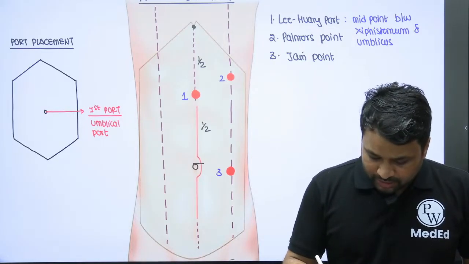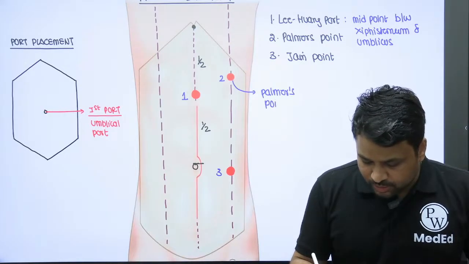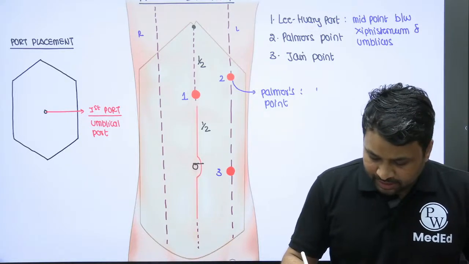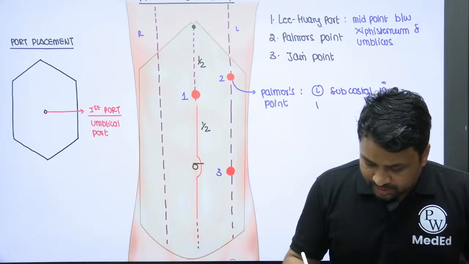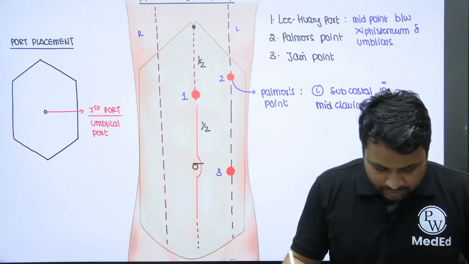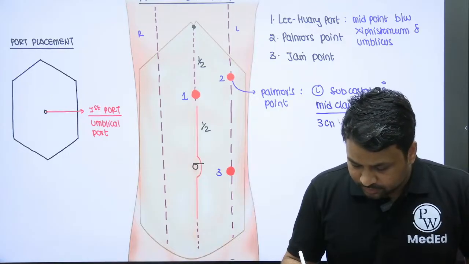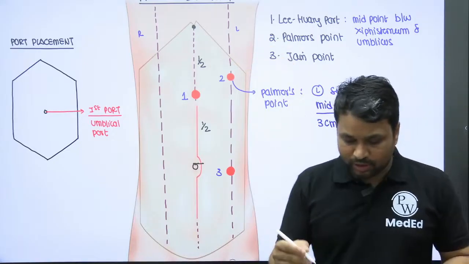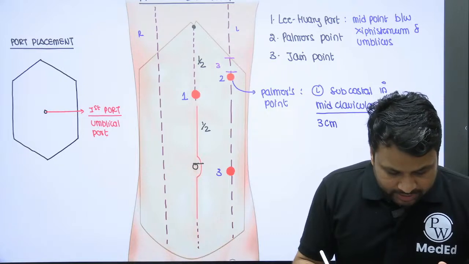Palmer's point, on the other hand, which is here. This is your Palmer's point. The Palmer's point is going to be placed, this is the right side, this is the left side, in the left subcostal, in the mid-clavicular line, which is going to be 3 centimeters below the costal margin. This is the costal margin that you can see. ये आपका costal margin है, 3 centimeters below the costal margin. That means the distance between this point and this point is going to be 3 centimeters.